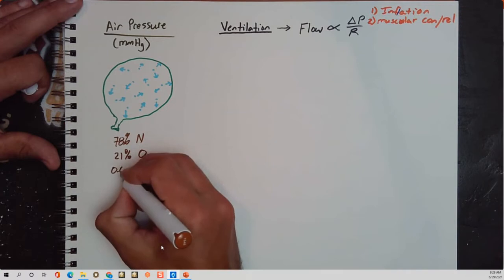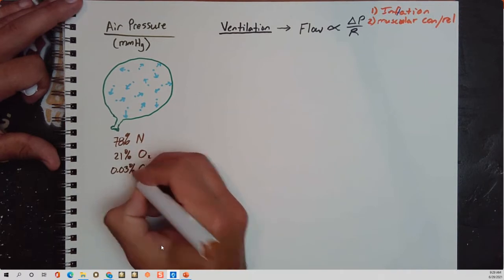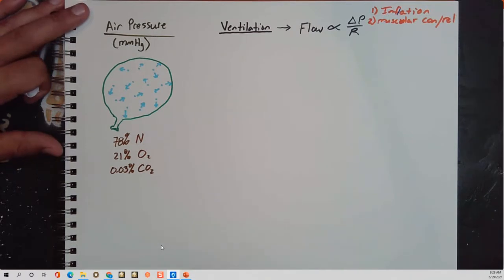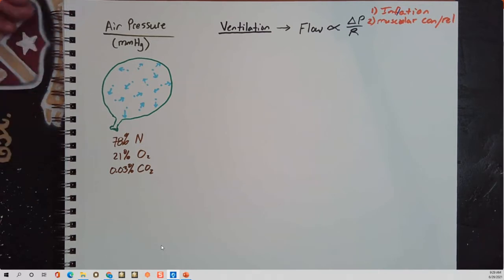This is 0.03% of the air around you, which is great, because what do we know about CO2? Do we want it going into our body? No, we want it going out of our body. Therefore, where do we know CO2 levels are higher? Inside of our body or in the environment around you? Perfect.